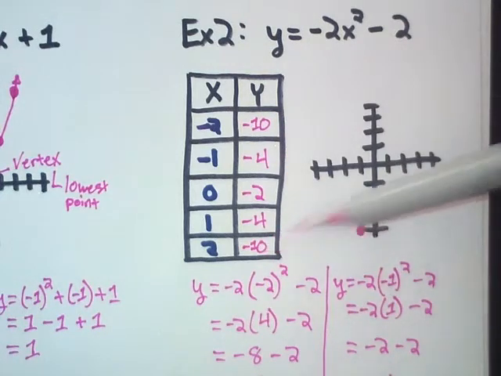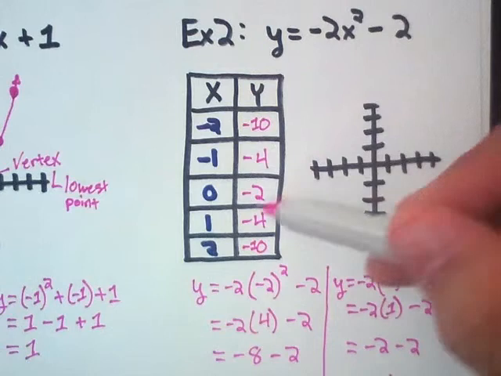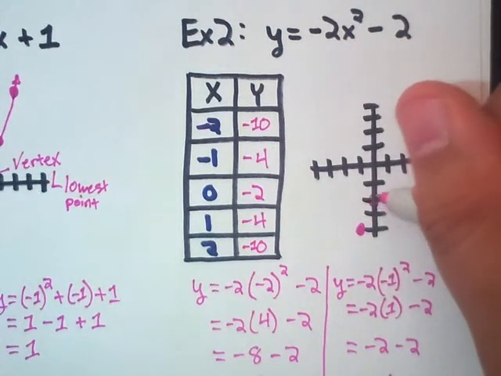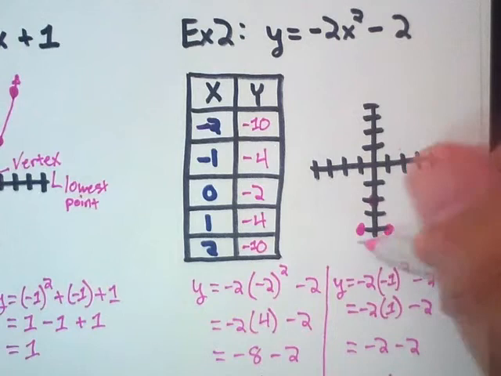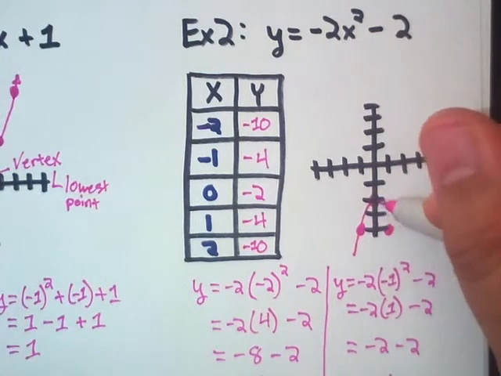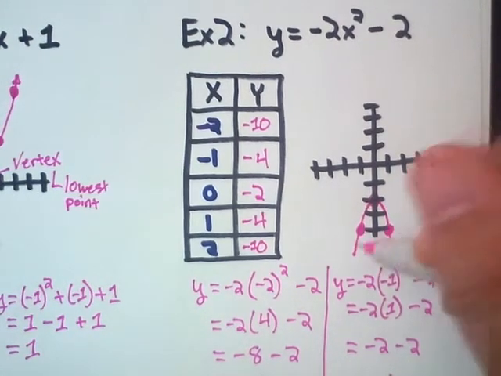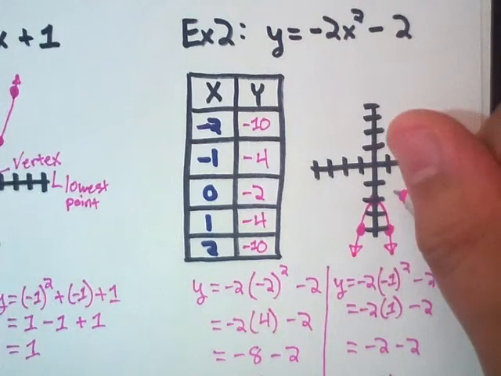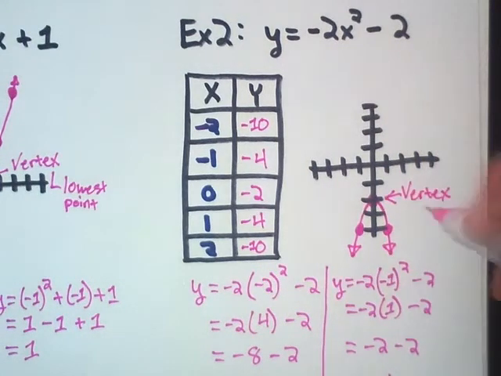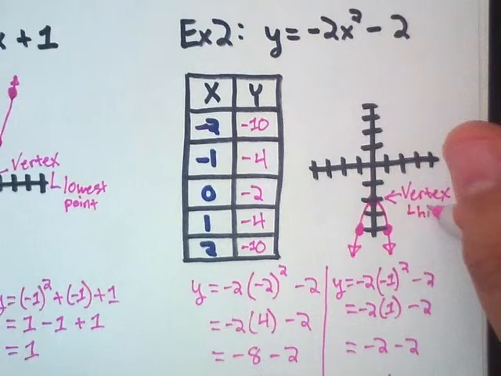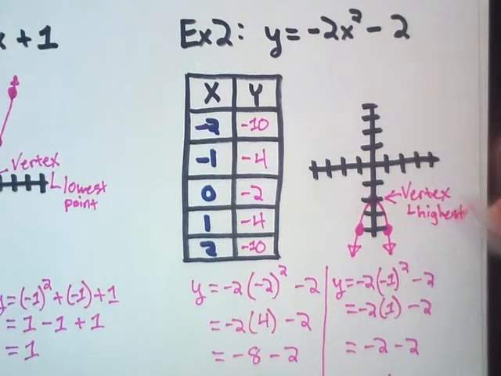I can't plot this one again, same reason, negative 10 is just going to be too low. So 0 is at negative 2 and 1 is at negative 4. So we're going to get a graph that goes like this. Now before I was talking about the vertex. In this case, for this example, the vertex is right here and it's going to be the highest point.